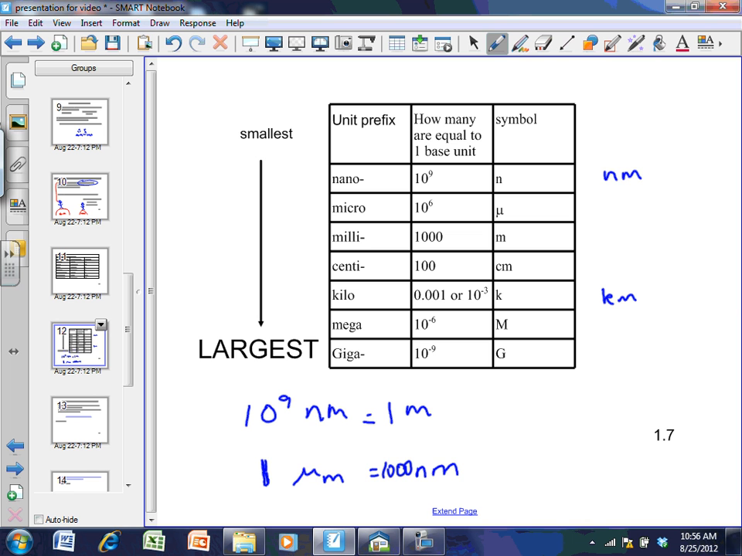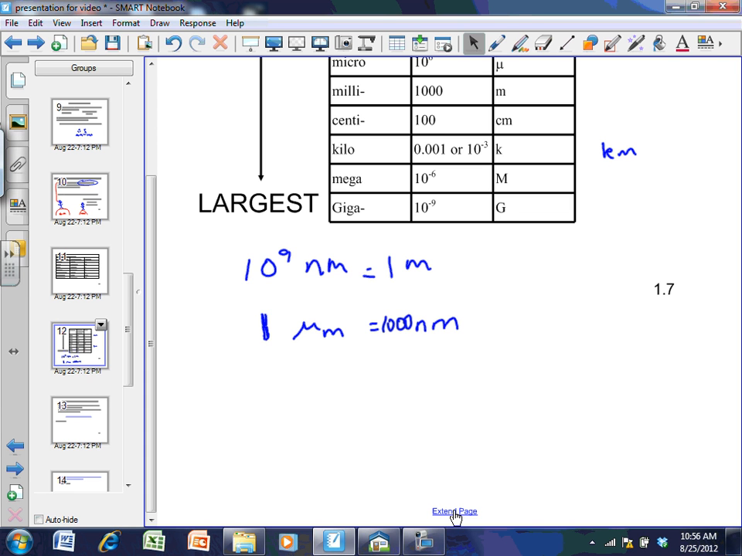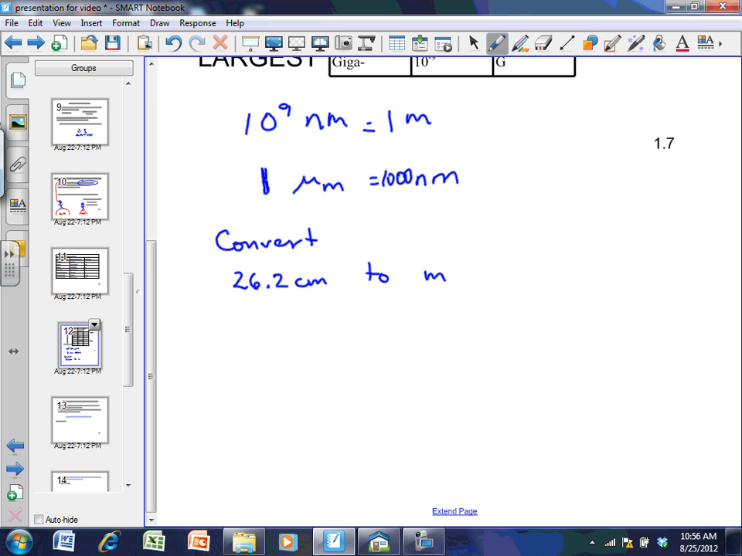So let's not dwell over this too long. Let's just do a little practice, and let's start with a really easy one. Convert 26.2 centimeters to meters. Okay, that's pretty easy, and students are often tempted to just say, well, let's scoot the decimal over or something like that. We want to use what's called the factor label method to convert. So let me show you how that works.